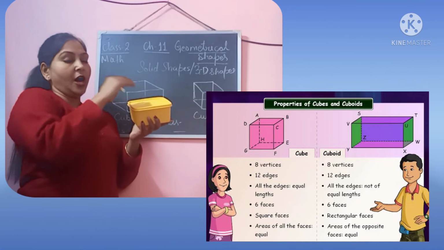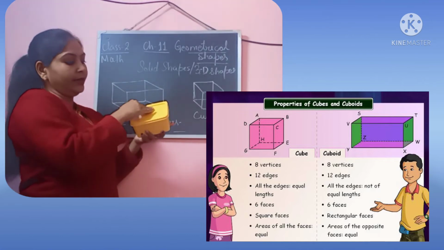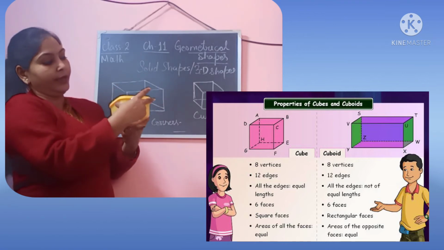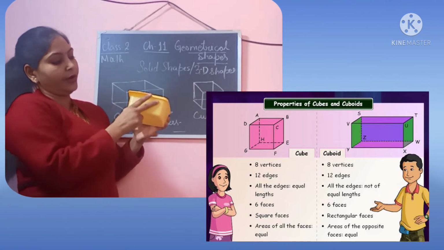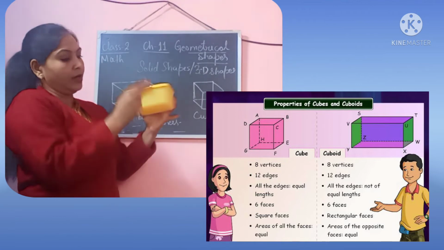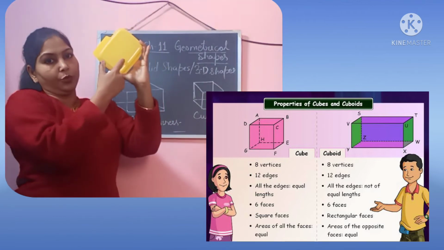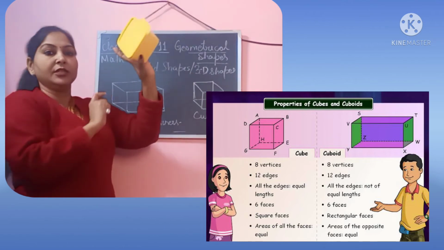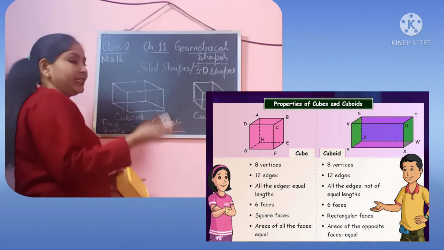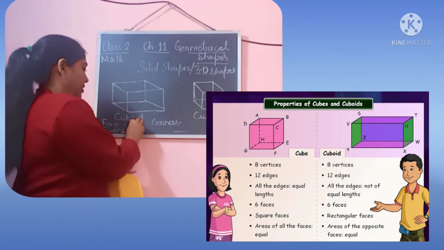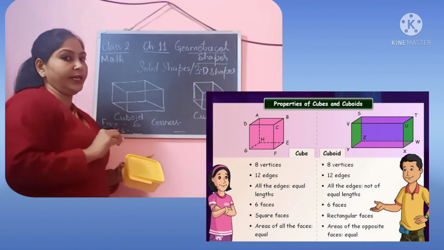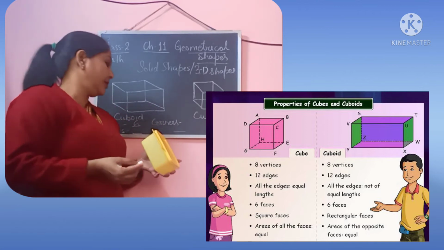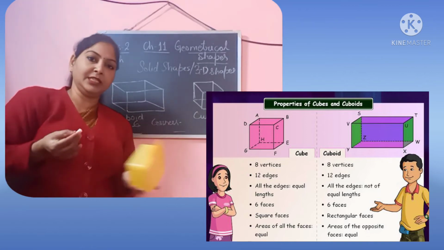How many faces does it have? 1, 2, 3, 4, 5 and 6. So 6 faces it has, or you can write 6 surfaces. But in your class you are learning the term face. When you go to the next class you will learn about surface, but the meaning is the same.